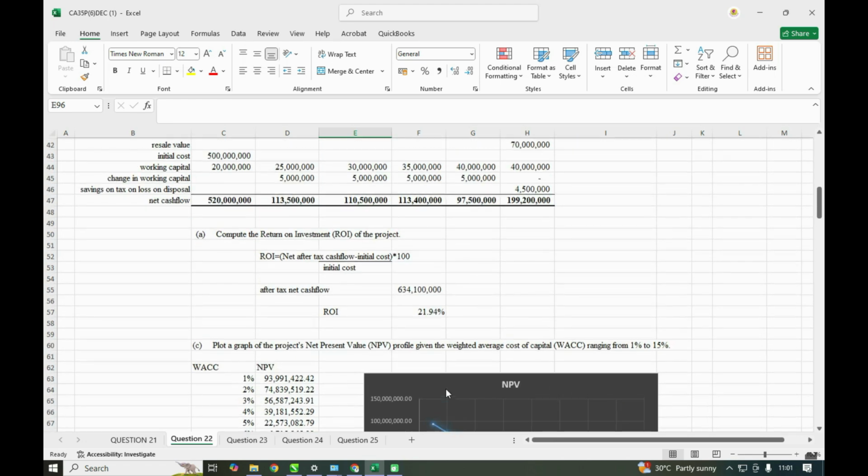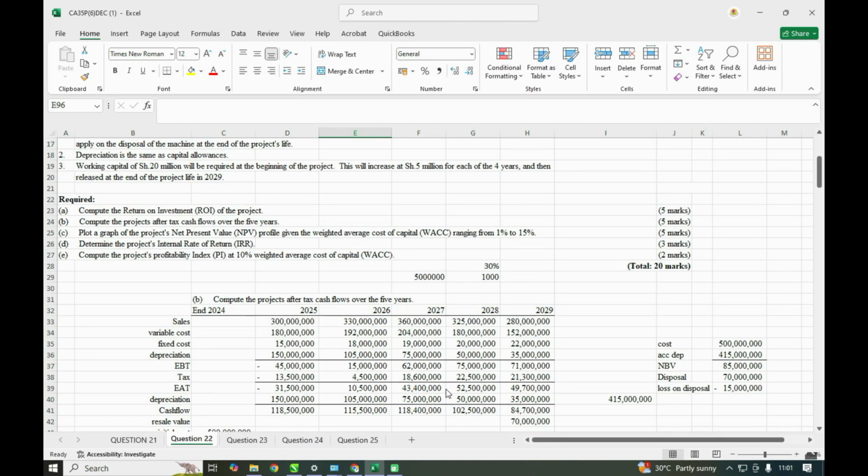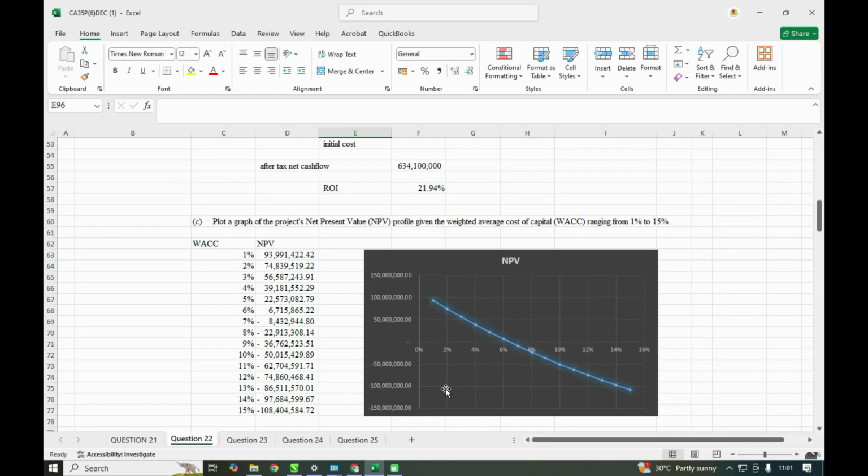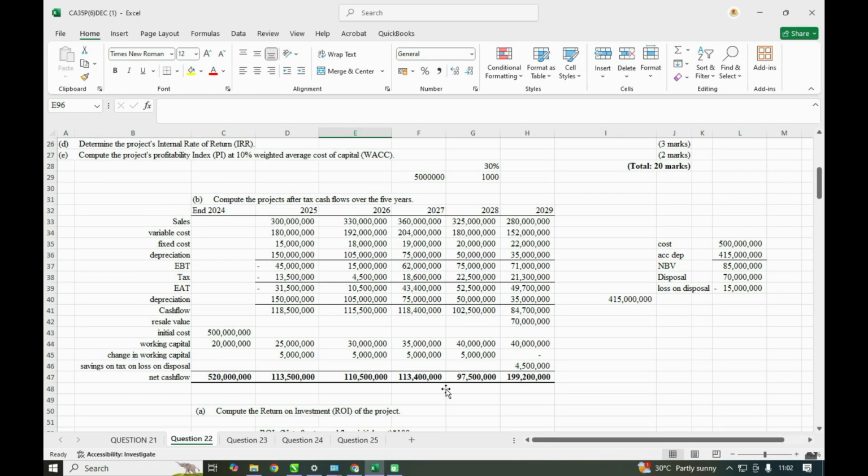And that is all that was required for this particular question for 20 marks. That's what you are required to calculate for 20 marks in this particular question.